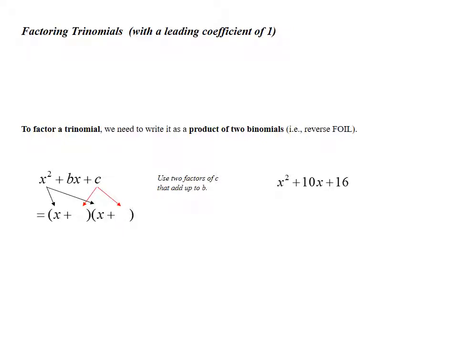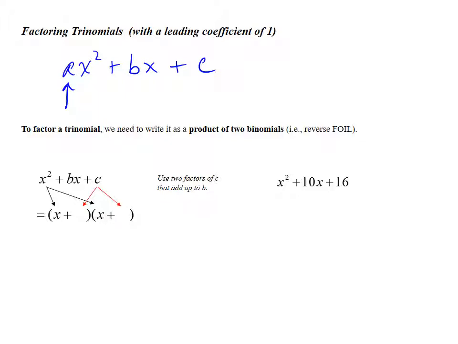A trinomial has three terms. We'll often represent a general trinomial as ax squared plus bx plus c, where a, b, and c represent numbers that multiply x squared, x, and then the constant term at the end. It turns out when you're factoring trinomials, that a value makes a big difference in how hard the process is or how long the process takes.